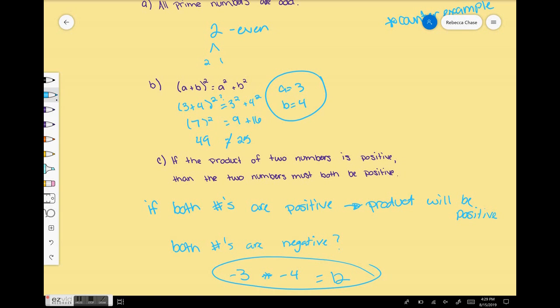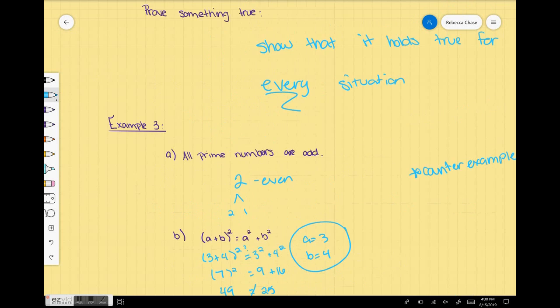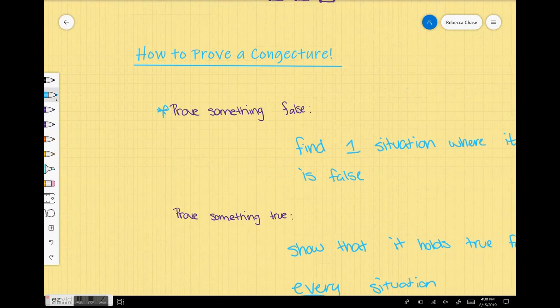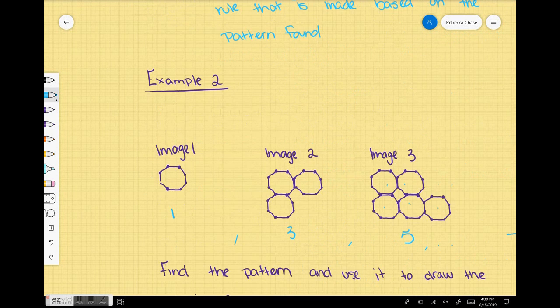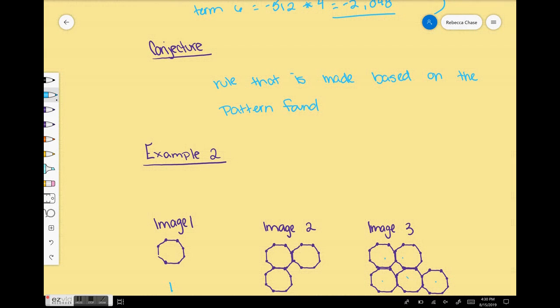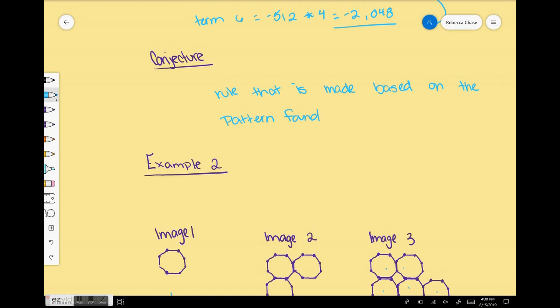Because like I said, in order to prove that it's false, you only need one scenario. But in order to prove that something's true, you have to show that it works for every single situation that's out there. All right, so that's inductive reasoning. That's the first type of reasoning that we will go over. Make sure you understand this part right here where it says that a conjecture can be false.